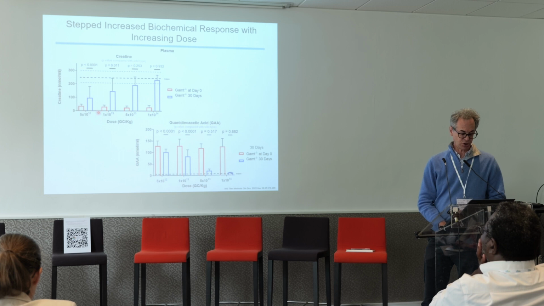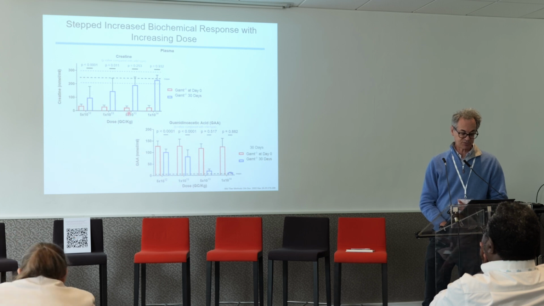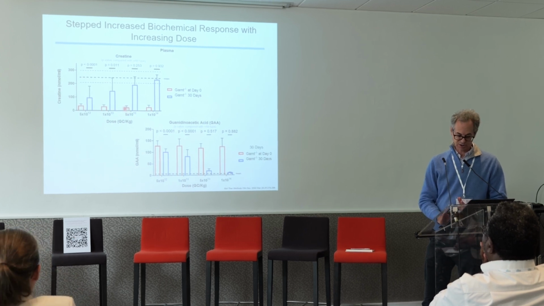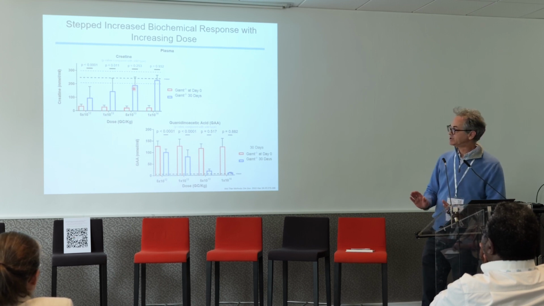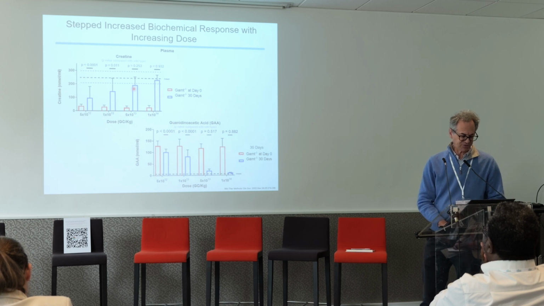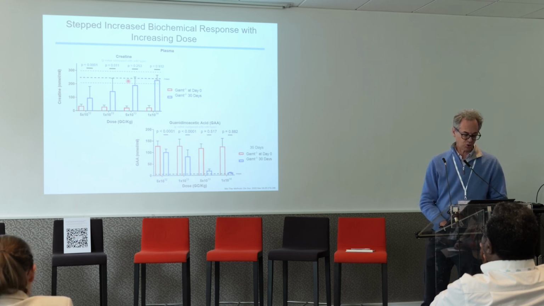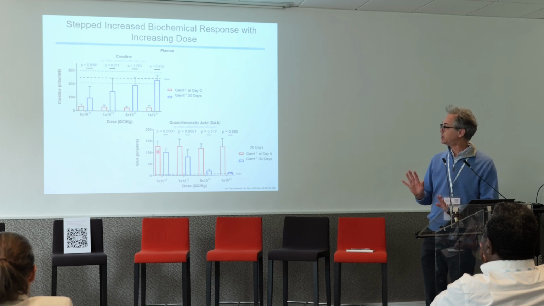As we increase the dose, 1 × 10^13, the level of creatine in the plasma goes up. When we increase to 5 × 10^13, kind of a more desirable dose, we get this type of level, near normal level of creatine in the blood. And then at the highest dose, 1 × 10^14, we reach what is essentially a normal level, 30 days after the injection. With regards to guanidinoacetic acid, we see an opposite effect.